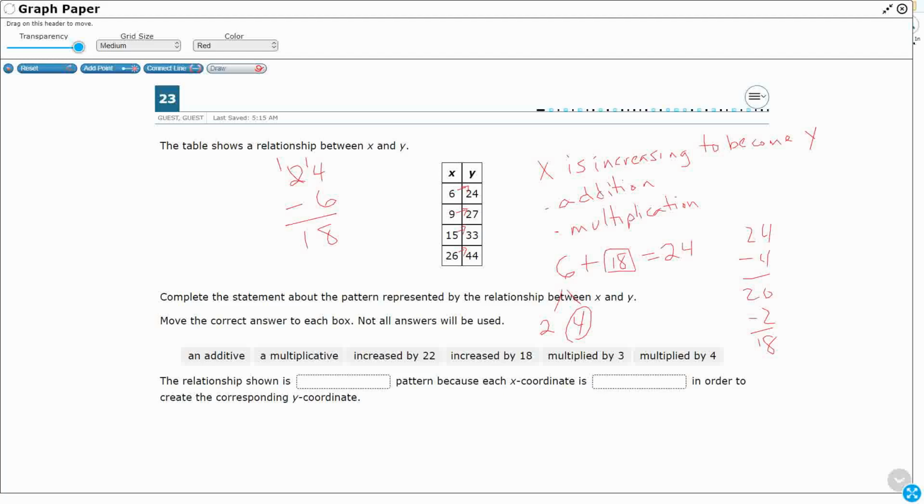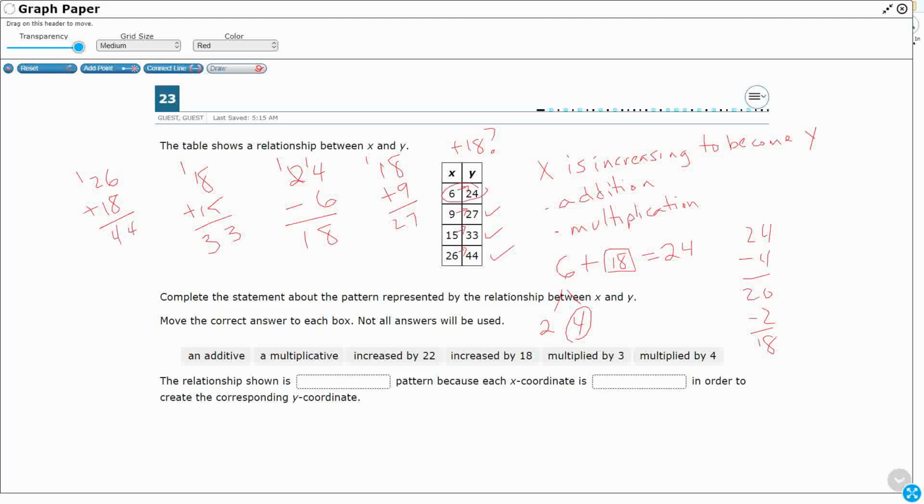Now, here's the question. Is it a plus 18? Okay, so let's see if it works on the others. 9 plus 18. Does 18 plus 9 equal 27? Yes. We need 18 plus 15 to make 33. Yes, works. And then 26 and 18 need to make 44. Yeah, okay. So this plus 18 is looking pretty good.